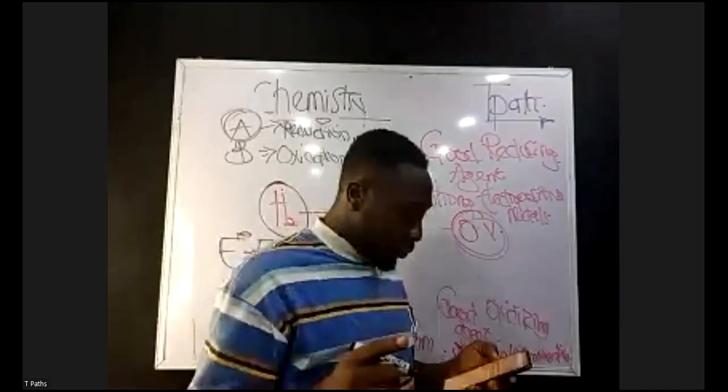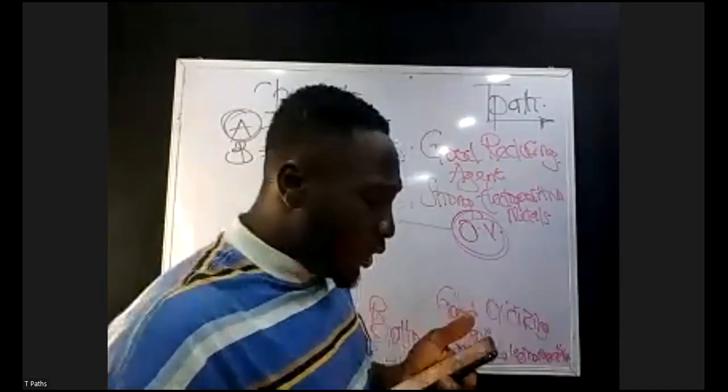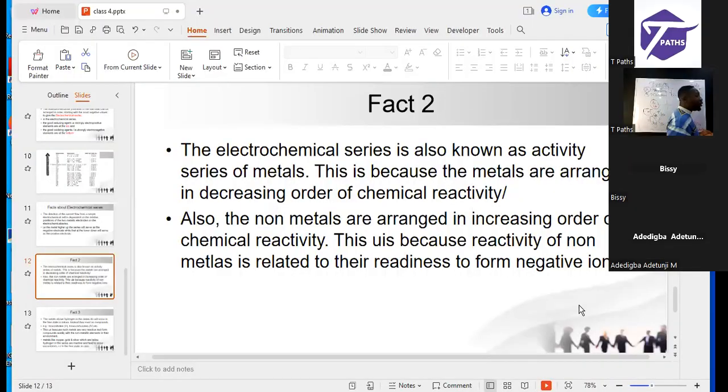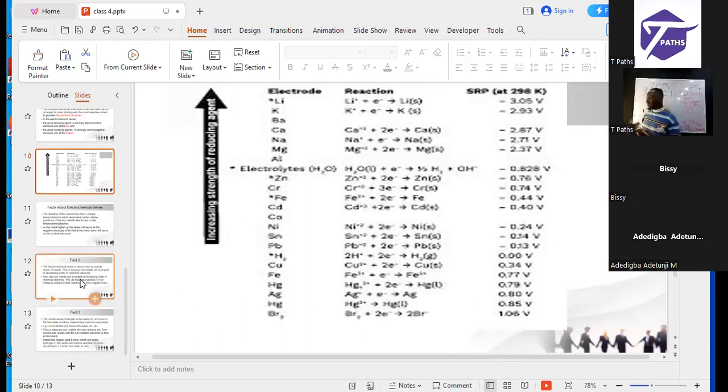That is the first fact. The second fact: the electrochemical series is also known as the activity series of metals. Yes, that is true. Why is it like that? Because metals are arranged in decreasing order of chemical reactivity. The ones at the top are more reactive in nature. As you go from the top, going down, you observe that the metal's reactivity decreases.